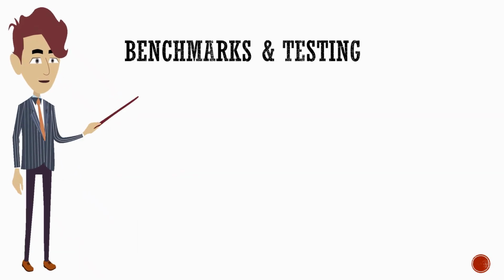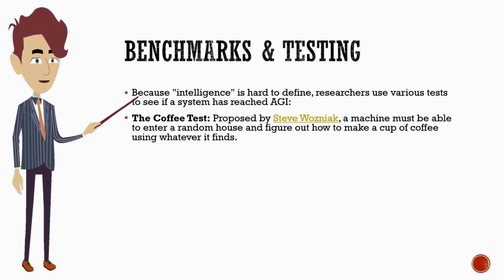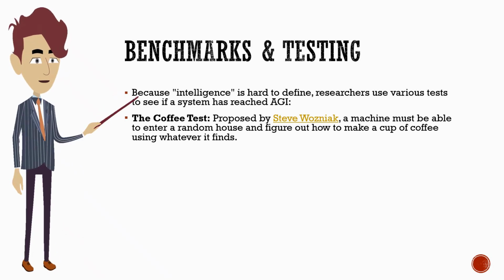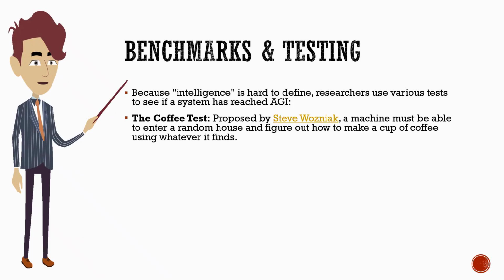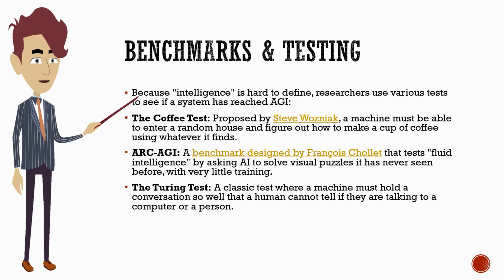Hello friends. Now let's see what the benchmarks and testing are. As we know, it's hard to define what exactly intelligence means. That's the reason researchers use various tests to say if a system has reached AGI, because something might be intelligent from one perspective, but it's difficult to define exactly what is meant by intelligence. Basically, there were some tests suggested by researchers to check if AGI can actually reach the intelligence level.